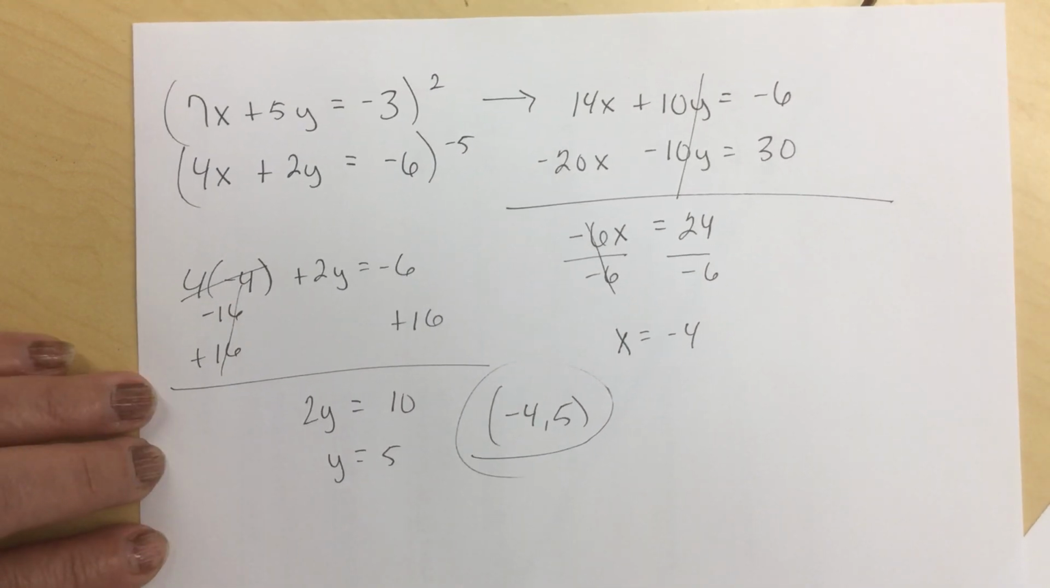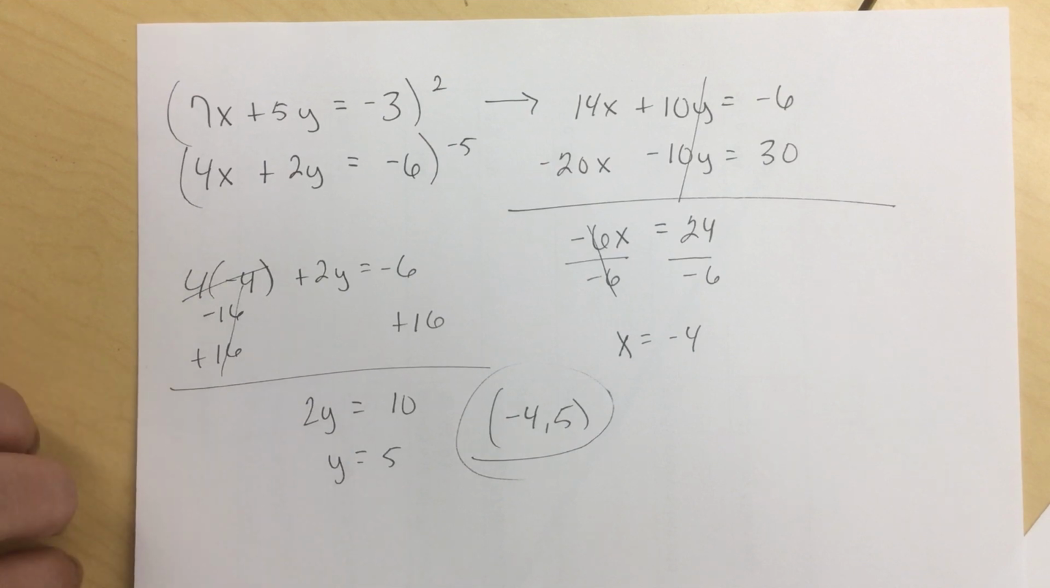So if you need to multiply both equations by two numbers, that's fine. You can do that.